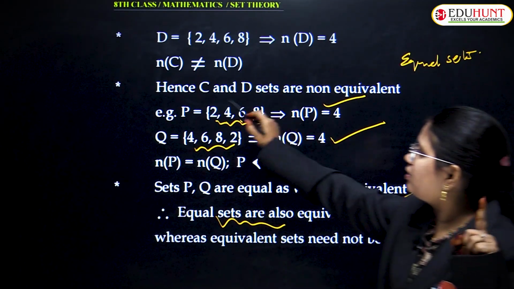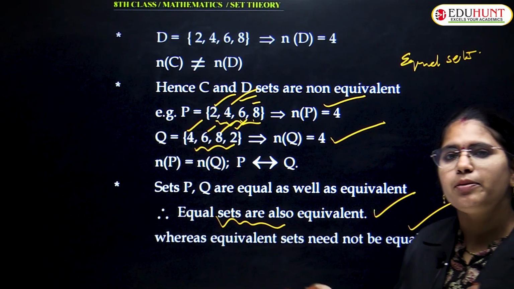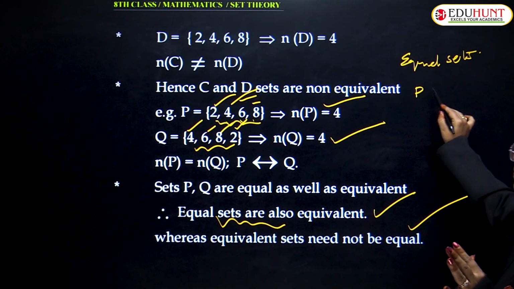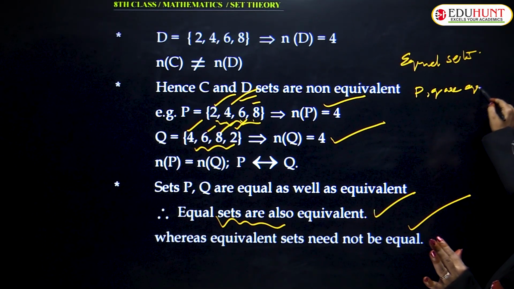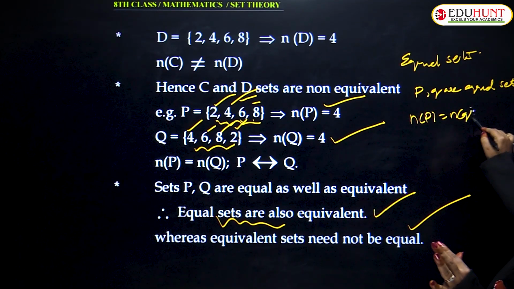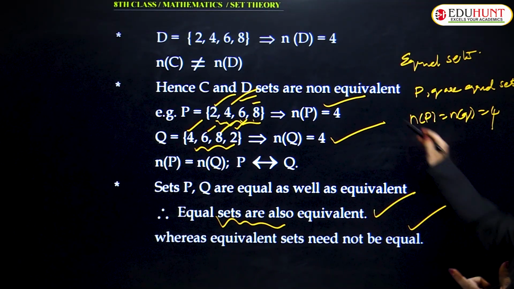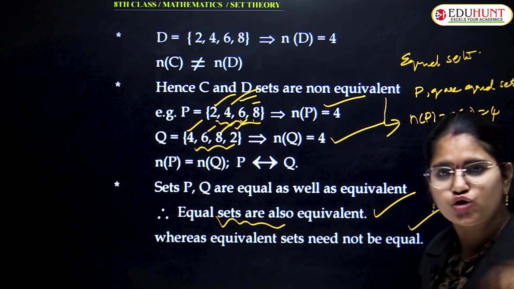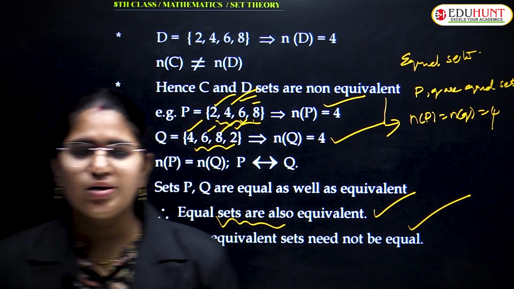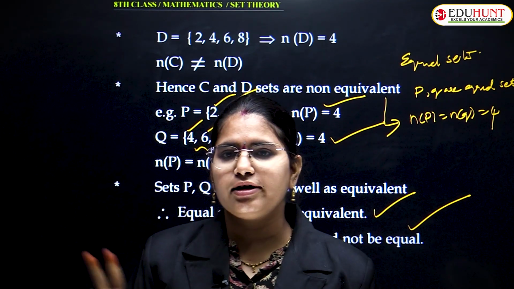Just see, 2 is there, 4 is also there, 6 is also there, 8 is also there. Their order may be different, right? So these both are equal sets. P and Q are equal sets, and at the same time their cardinality n of P is also equal to n of Q, which is 4 over here, right? So what I mean to say is equal sets can always be equivalent sets, but the converse need not be true. Okay, so this is the concept of equivalent sets, the difference between equal and equivalent sets, and the cardinality of a set.